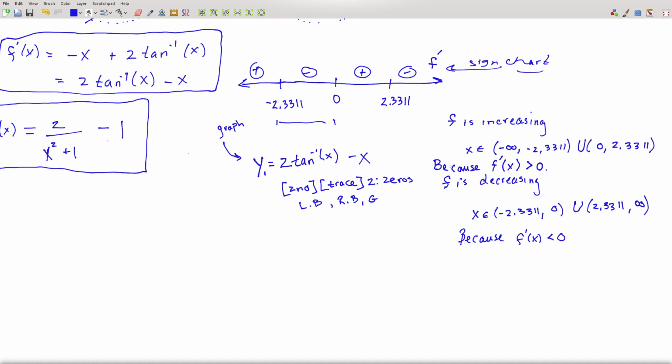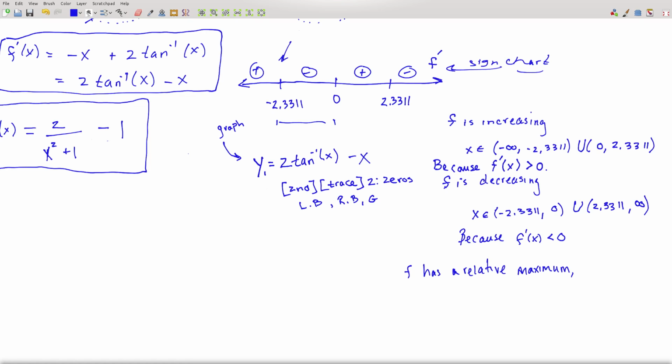Now, first of all, let's find the relative maximums. Okay, f has a relative maximum. Well, it has to have a relative maximum wherever it goes from increasing to decreasing. So that's where the first derivative goes from positive to negative. It has a relative maximum.